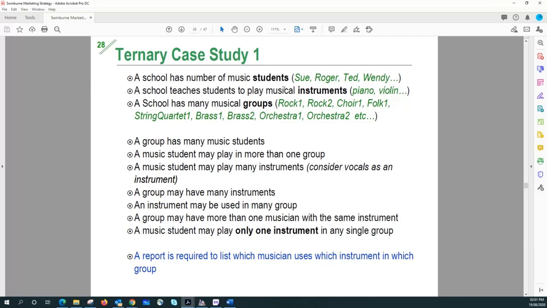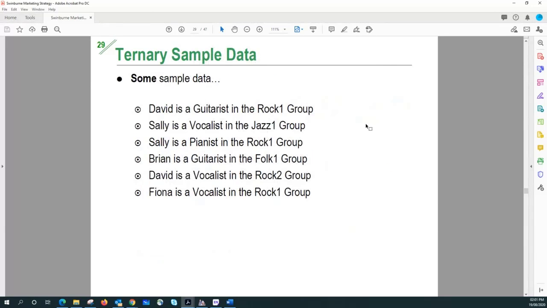They are talking about students, so definitely student is an entity. They're talking about instrument, so instrument is another entity. And then they are talking about musical groups, which might be another entity in our database. So there are three entities. Three entities looks like a ternary.